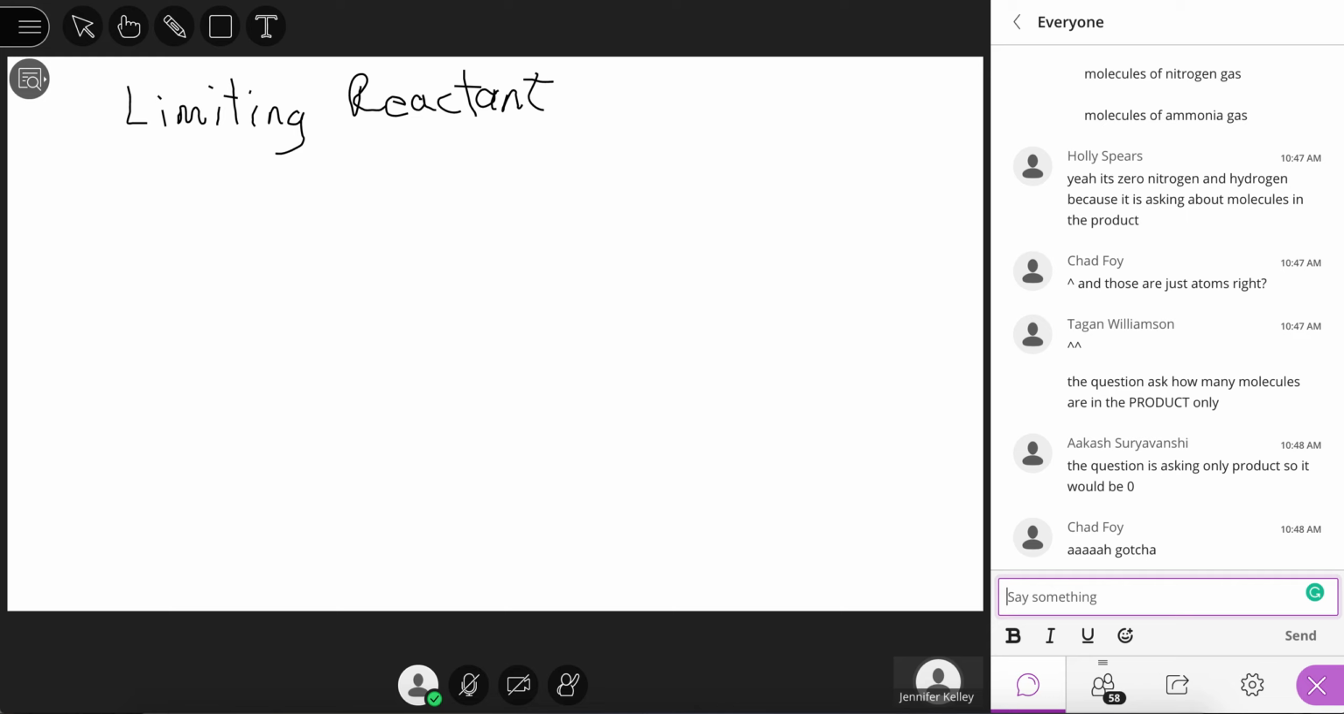So let's see. All right, now I'm on page 7 of the notes. We're going to limiting reactant and percent yield. The limiting reactant is the thing that's used up first. Well, reactant.